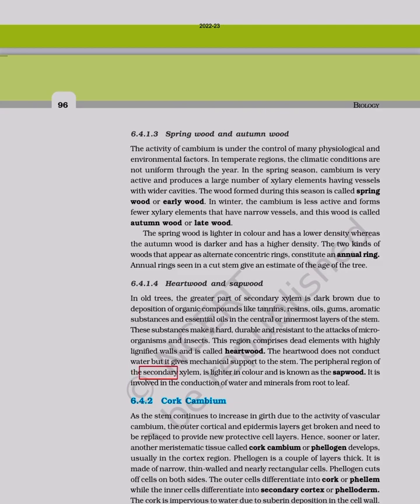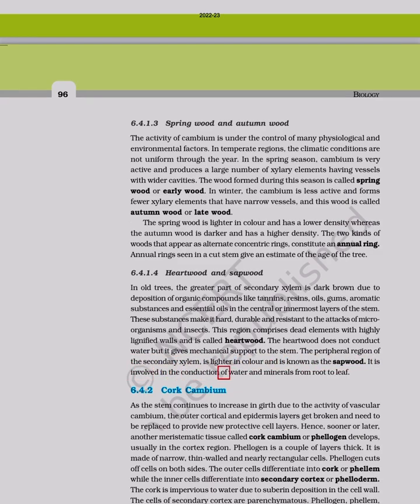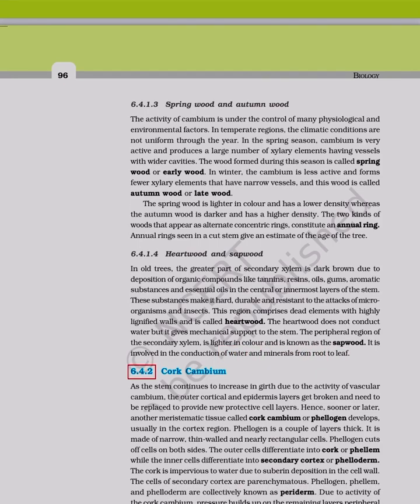The peripheral region of the secondary xylem is lighter in color and is known as the sapwood. It is involved in the conduction of water and minerals from root to leaf.